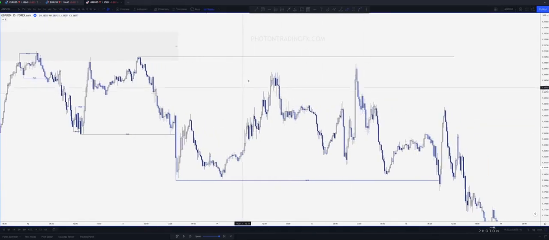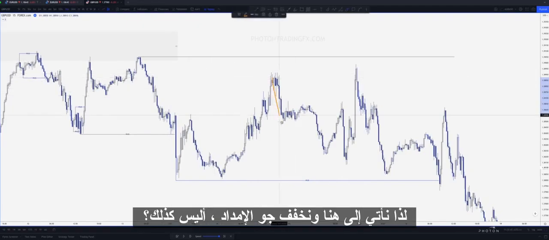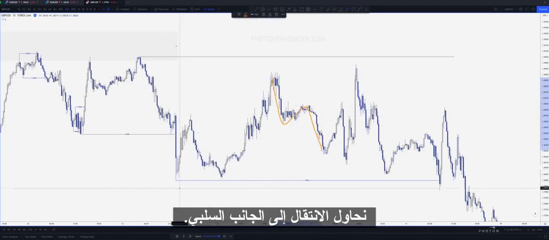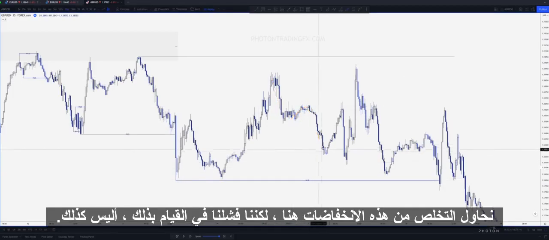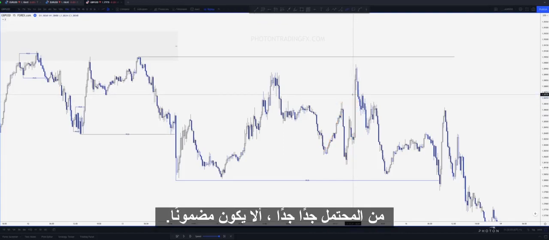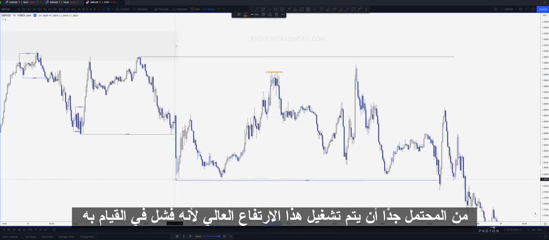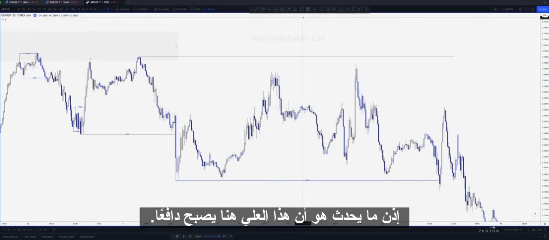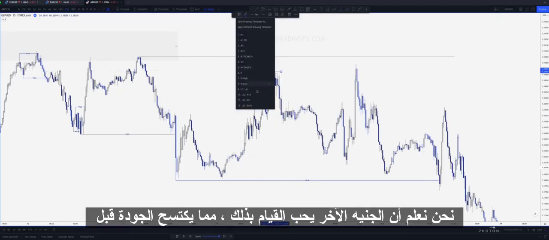So we come up here, we mitigate an area of supply, right? We try to move to the downside, we try to take out these lows here, but we fail to do so, right? So then as we come down and break structure to the upside, at this point it's very, very likely, not guaranteed, but very likely that this high is going to get run because it failed to do its job. So this high here becomes inducement. We know pound dollar loves to do this.